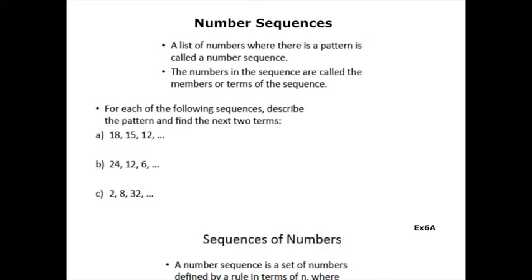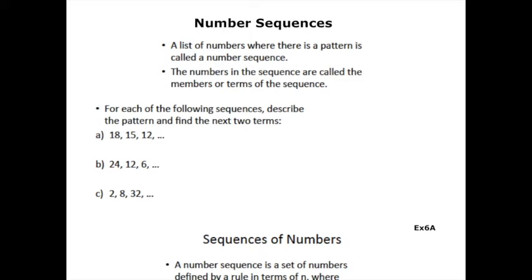Okay, number sequences. It's a list of numbers where there is a pattern called a number sequence. The numbers in the sequences are called the members or terms of the sequence. So, for each of the following sequences, describe the pattern and find the next two terms.